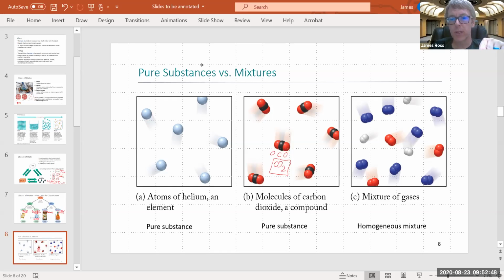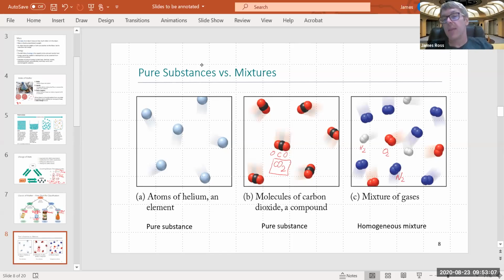Here, however, we're told this is a mixture. So I'm going to tell you that these white spheres are hydrogen. So this is H2. I've got 2 of them. These red spheres are oxygen. I've got O2. And the blue spheres are nitrogen. So I've got N2.